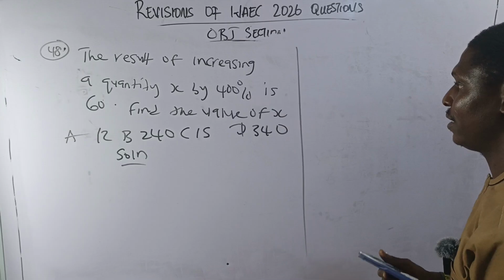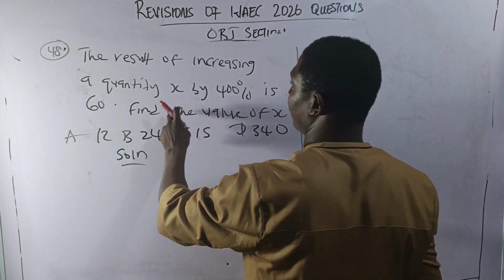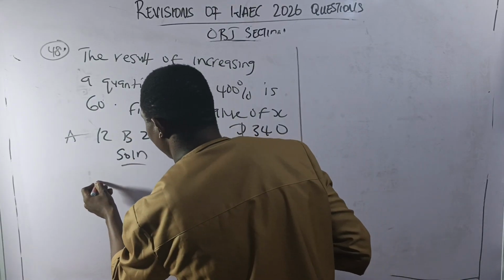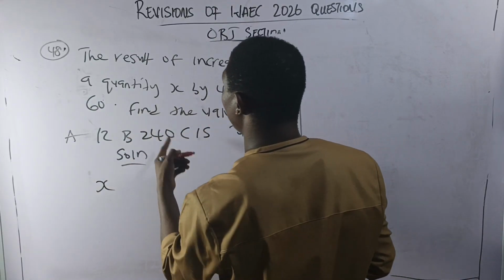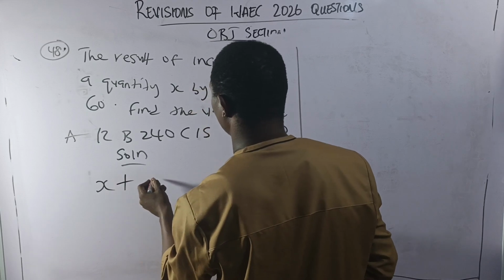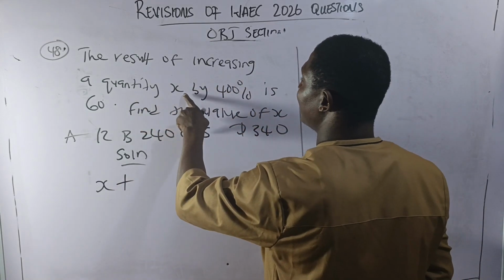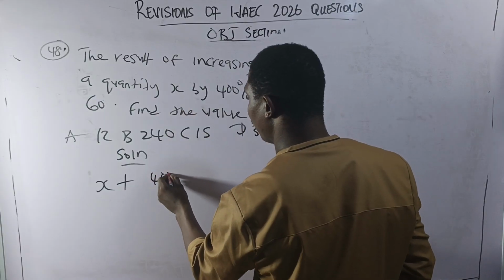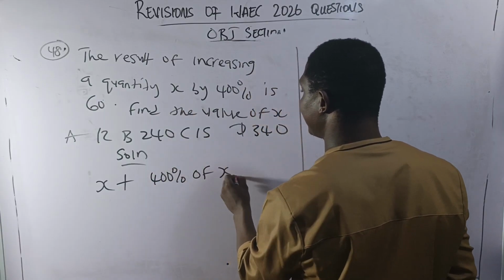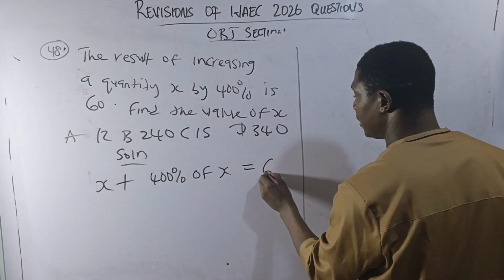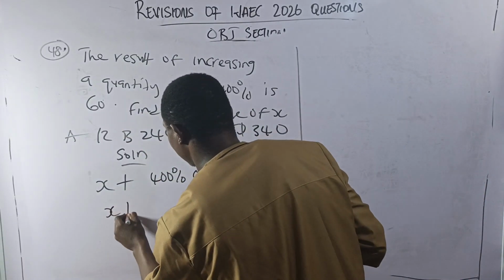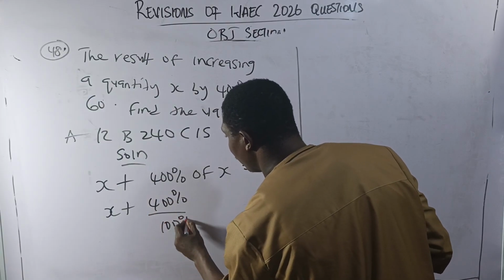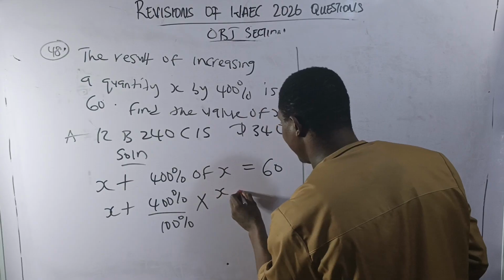Find the value of x. They increase a quantity x by 400%. Let the value be x, like they said. So to increase means to add, plus a quantity x by 400%. So we have 400% of what? 400% of x, and it will be equal to 60. Now I have x plus 400% of this, that is 400 over 100, percent of its times x, equals 60.